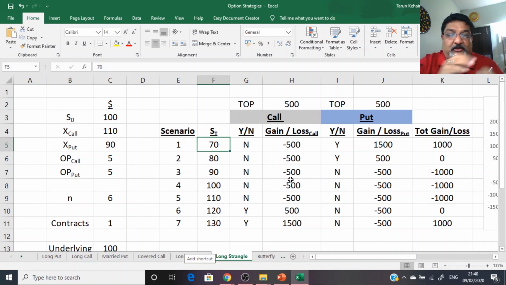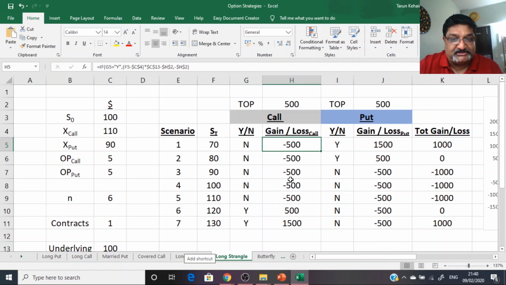Let's look at what happens if your stock price at expiration is $70. Will you exercise the call option? The answer is no, but you will still have to pay the premium. $5 per share into 100 shares, $500. So that's your net gain or loss.